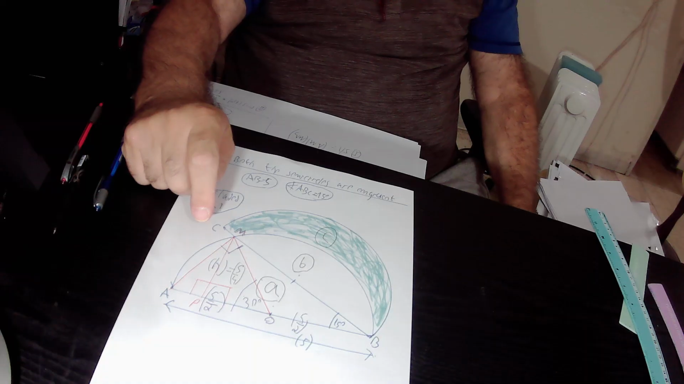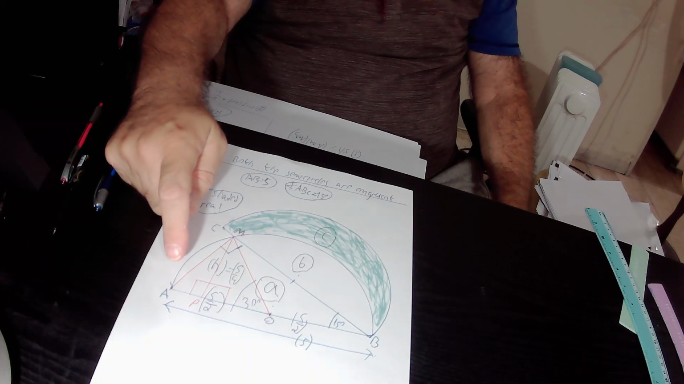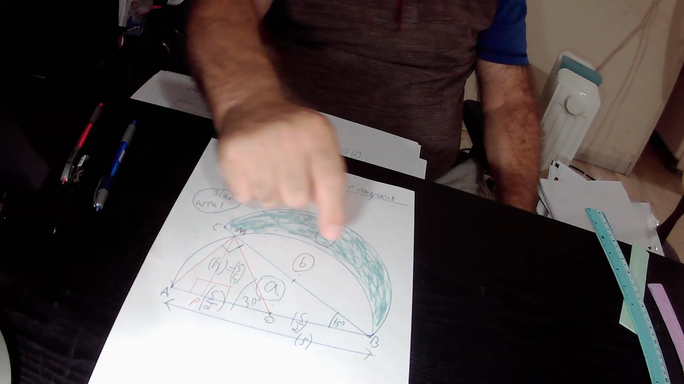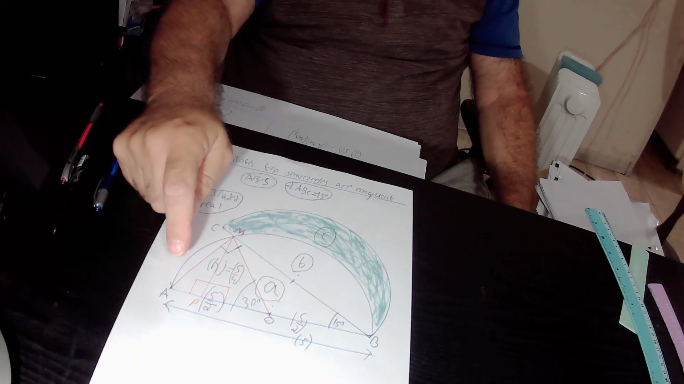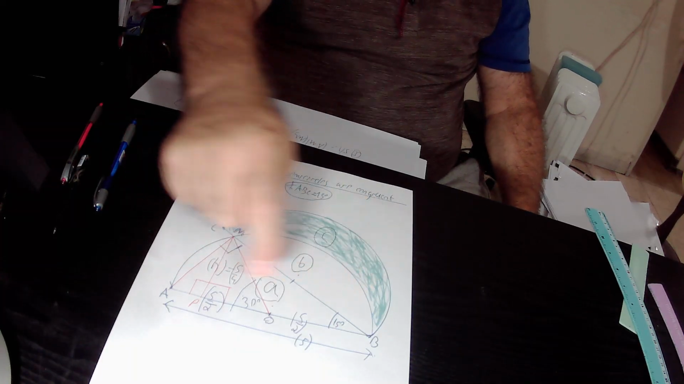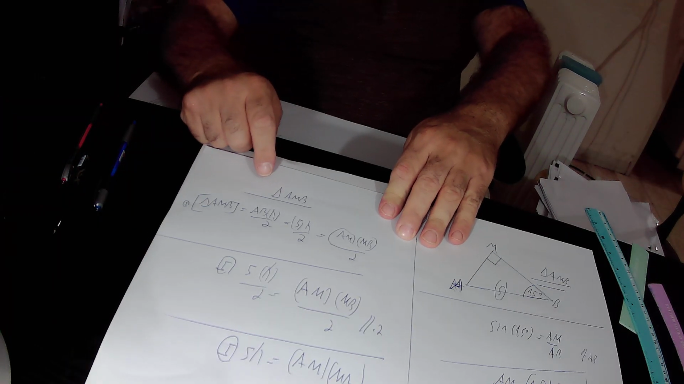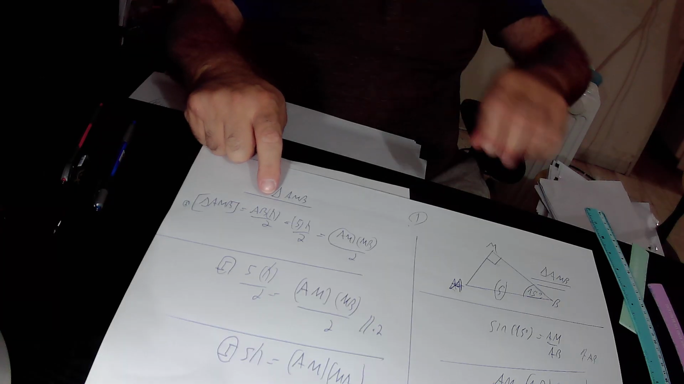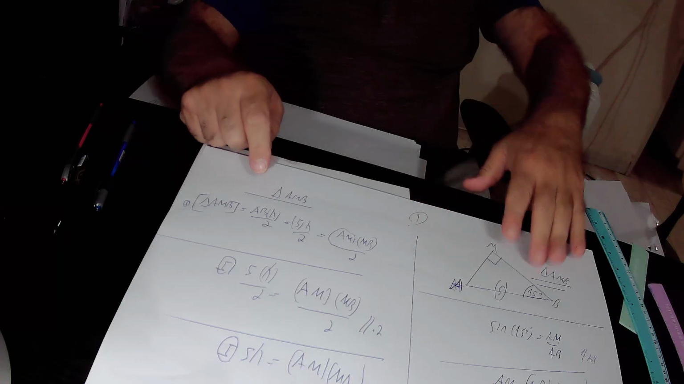In the next step, we calculated the area of this right triangle ABC by using two different methods. According to the first method, the right triangle ABC equals the base AB times the height H over 2. AB is 5, so it is 5H over 2.